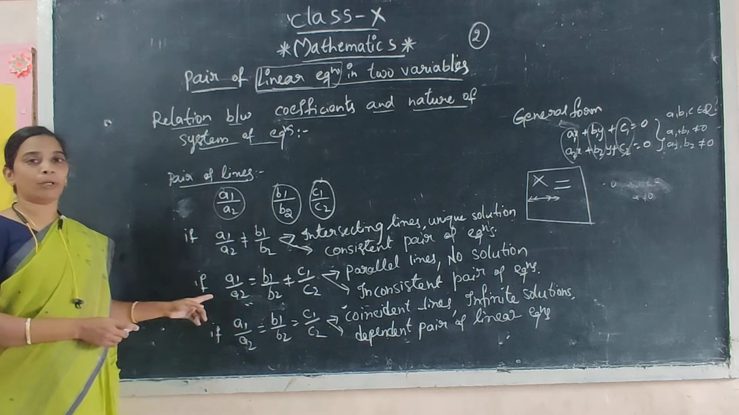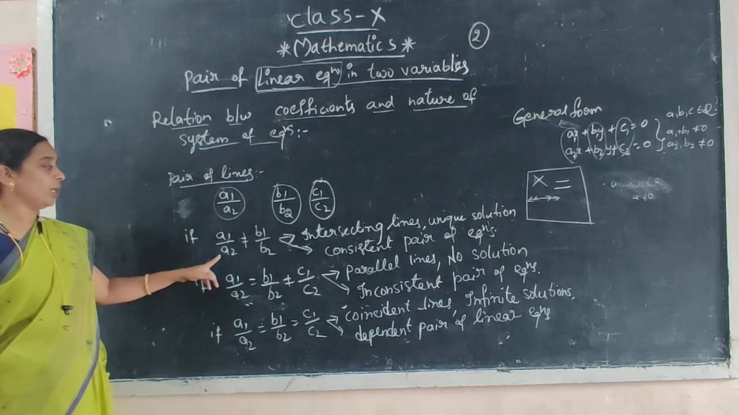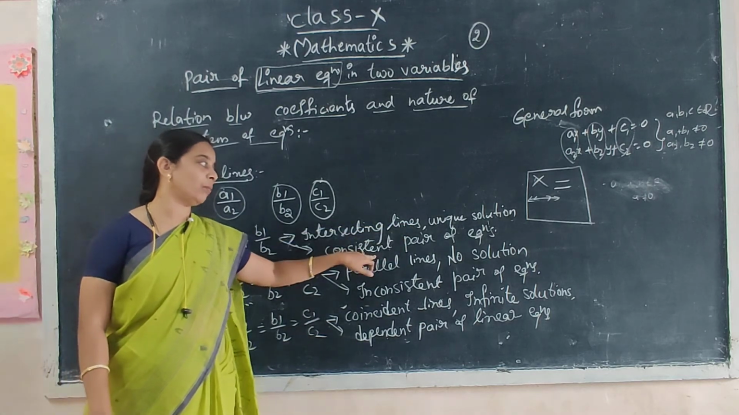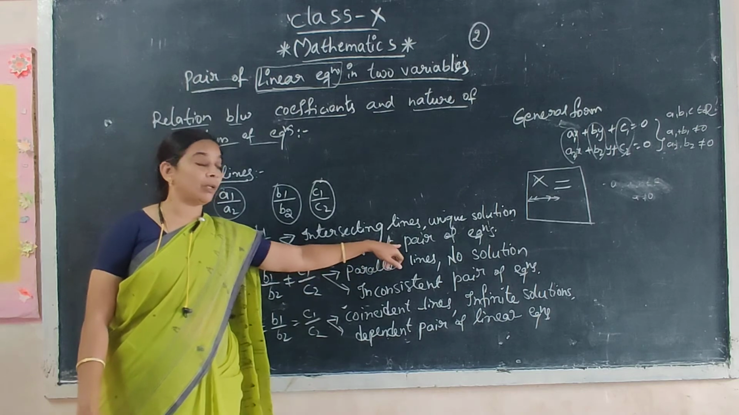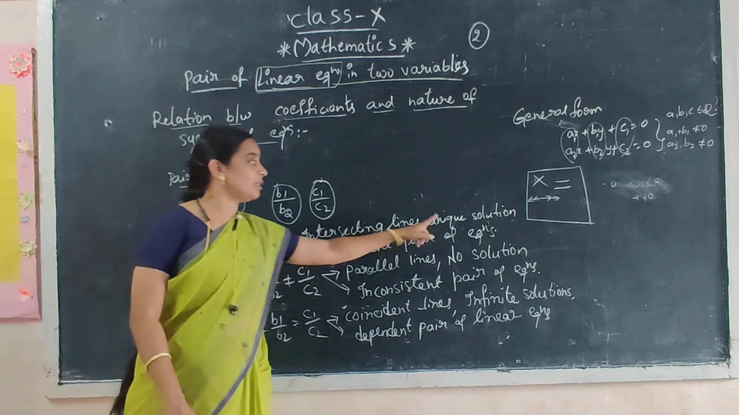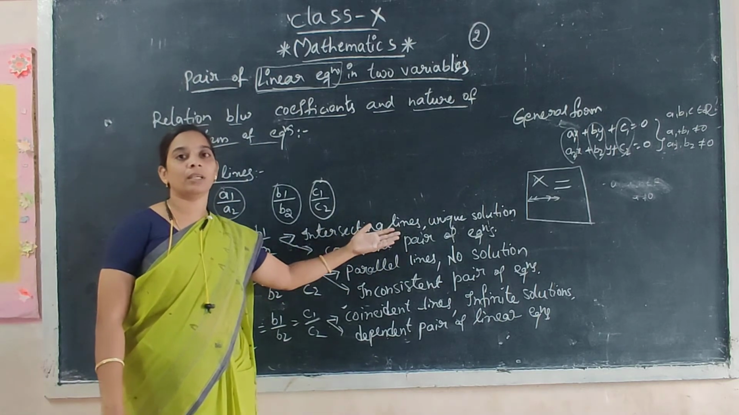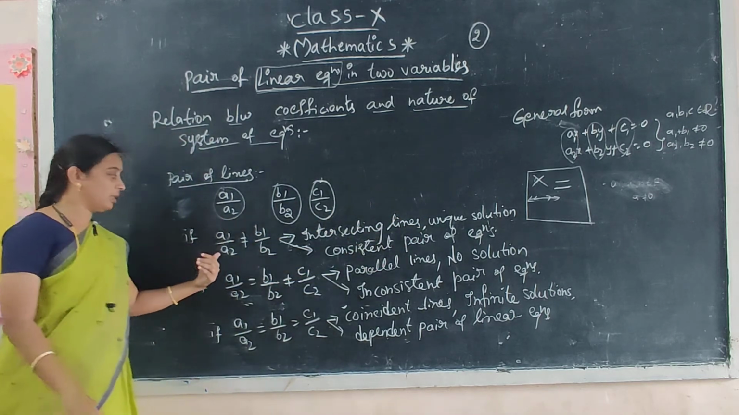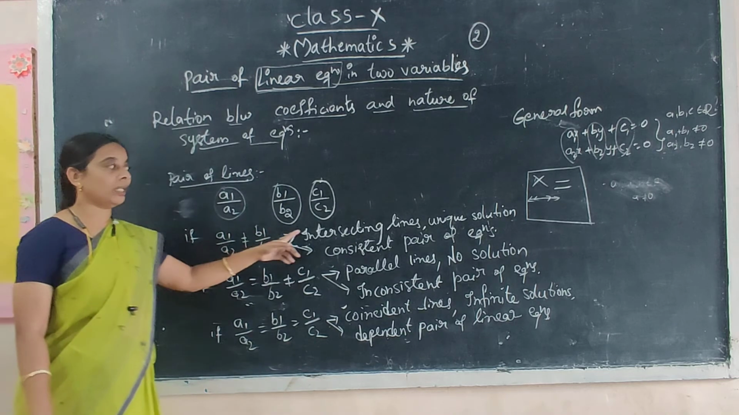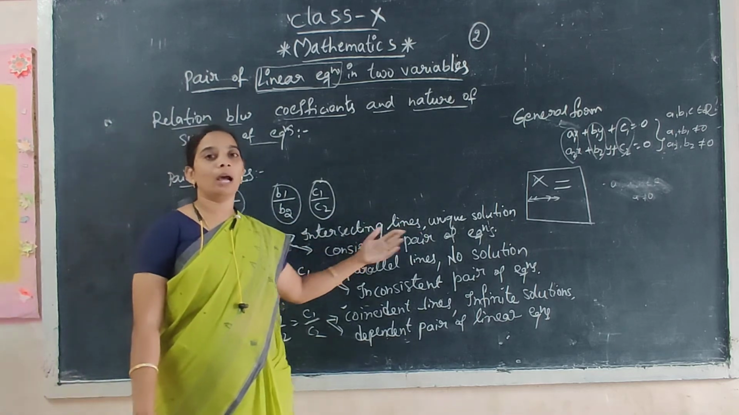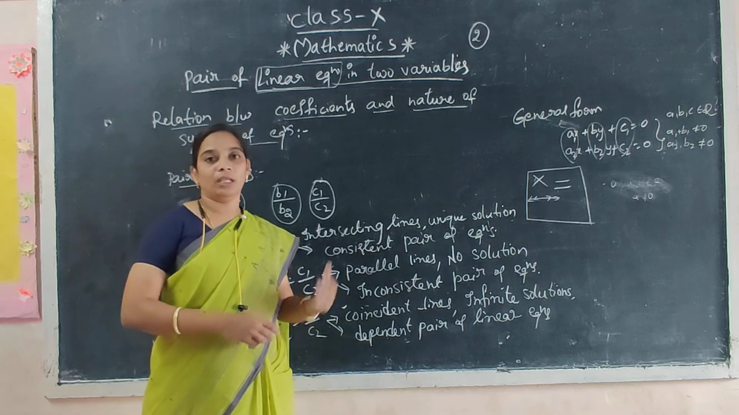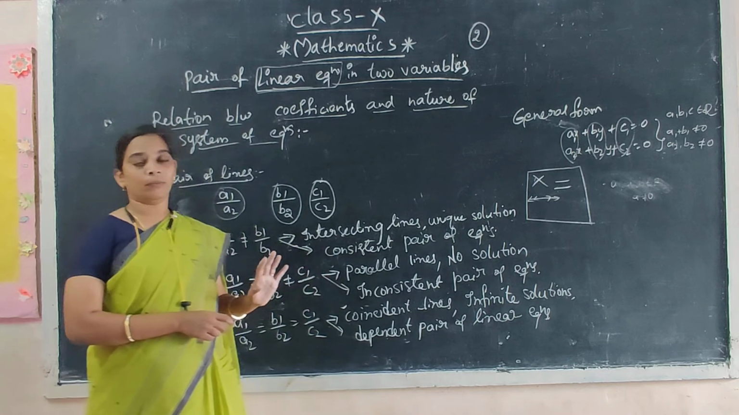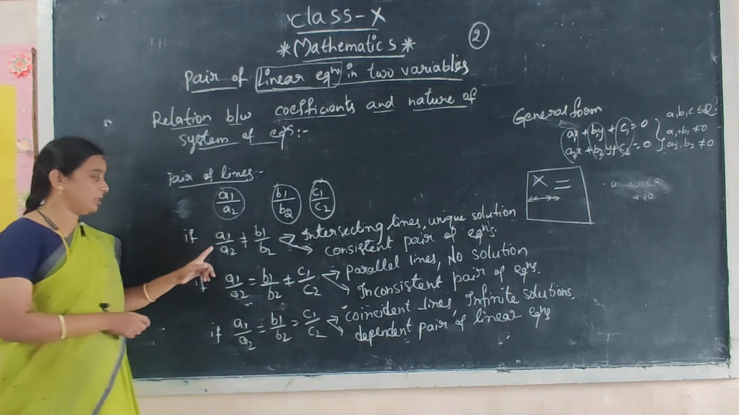This is a very important condition. A1 by A2 not equal to B1 by B2 means intersecting lines, unique solution, consistent pair of equations. If any of these three words is found in a question, you will immediately remember this condition. Intersecting lines, unique solution, consistent pair of equations. If any one of those three words is there in the question, immediately you will recall this condition.